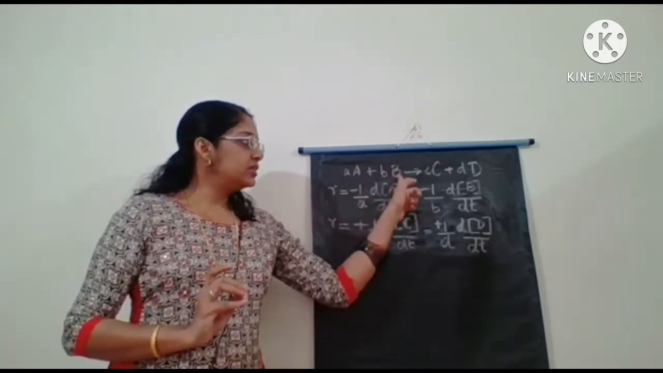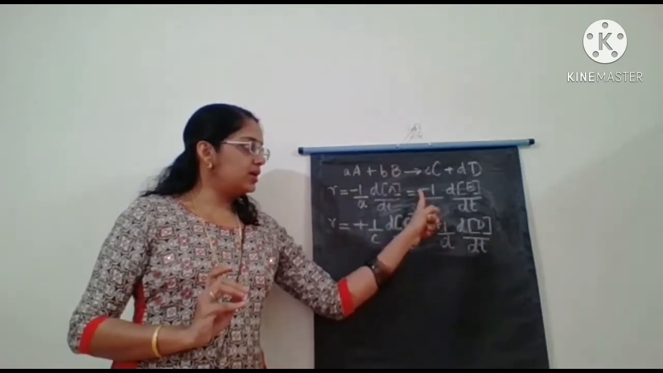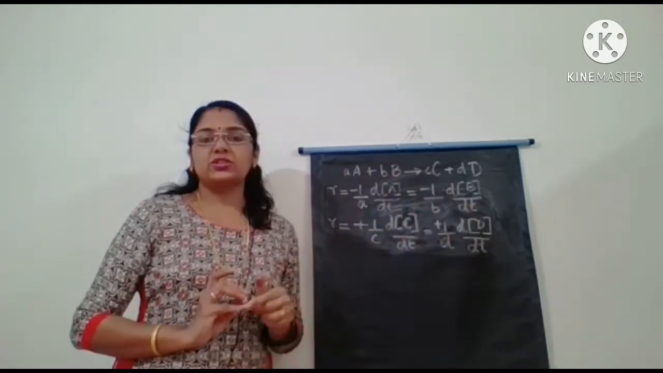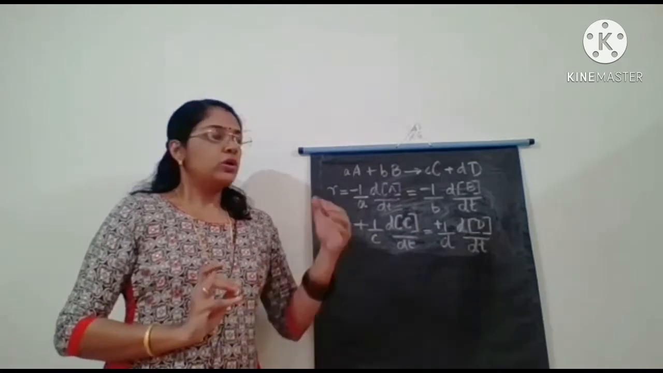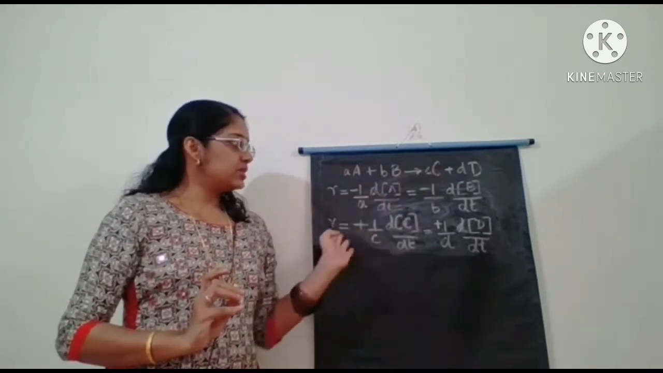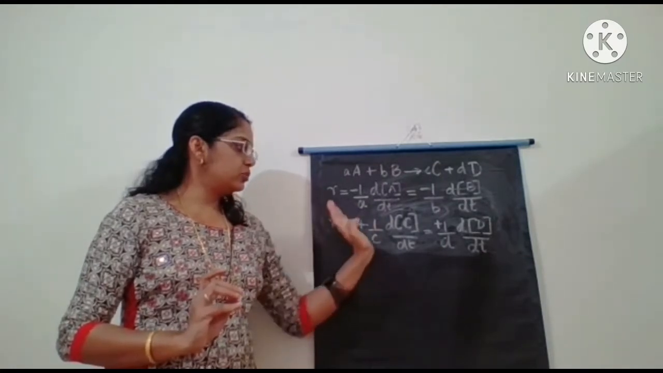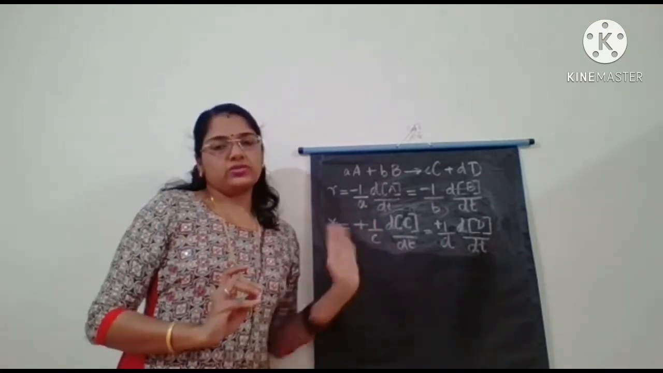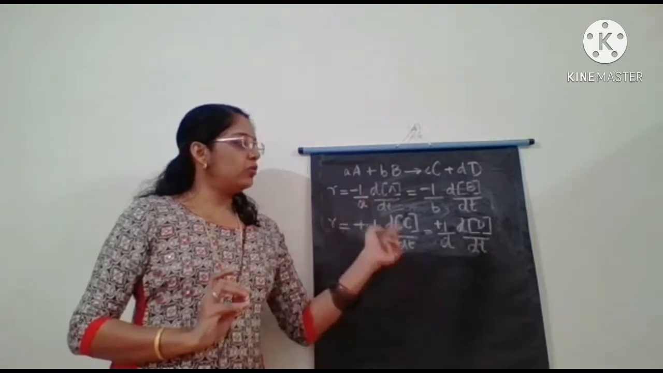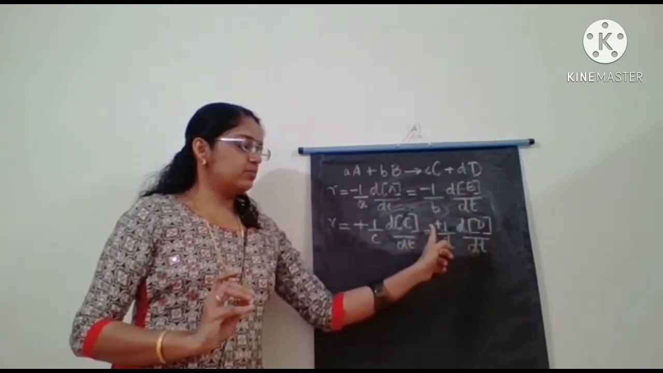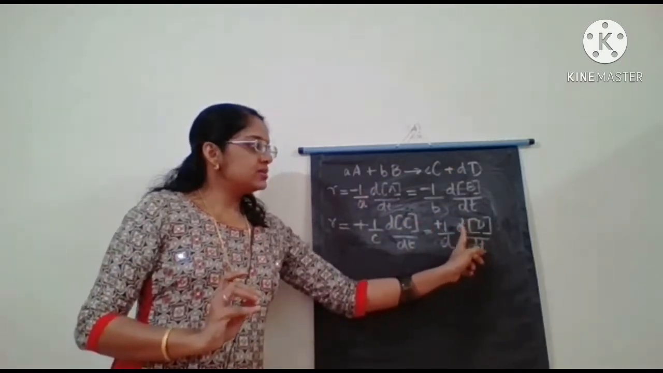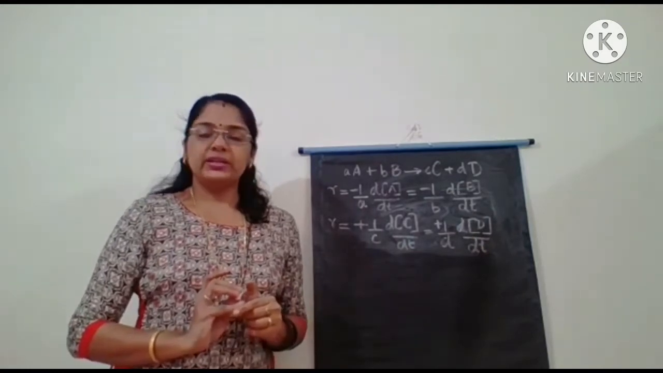And again, in terms of B, we can express it as minus 1 by b, the concentration of B divided by dt. In terms of product, we put a positive sign, therefore rate is equal to plus 1 by c, the concentration of C divided by dt, or we can express it in terms of D as plus 1 by d, that is, the concentration of D divided by dt.